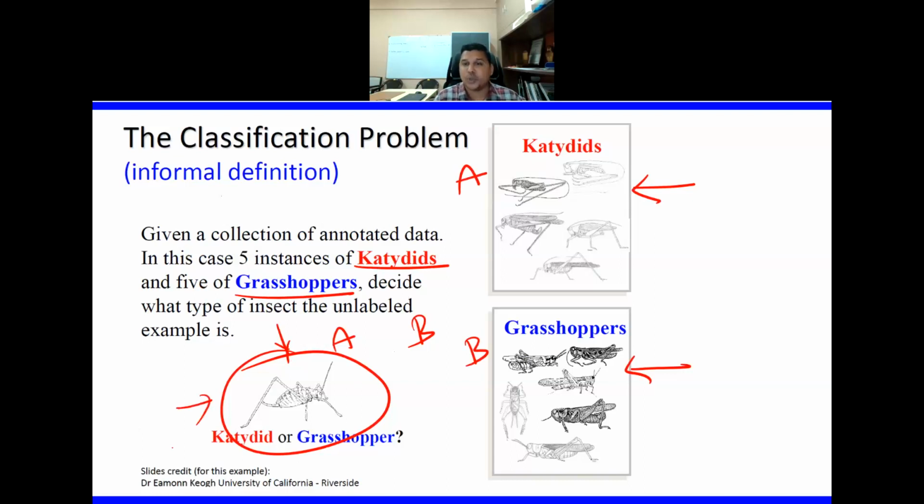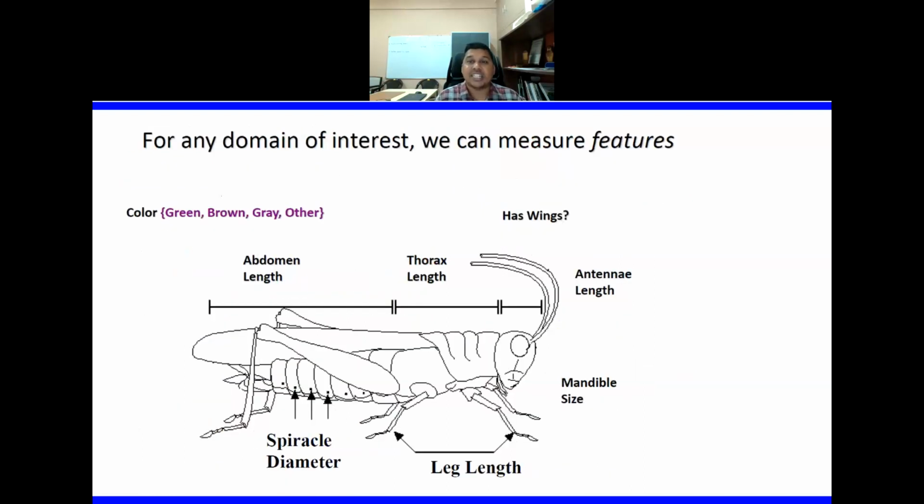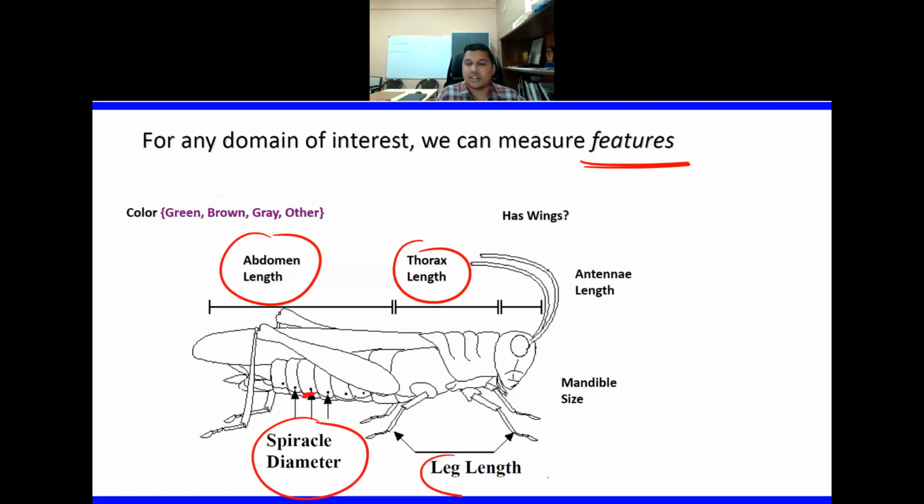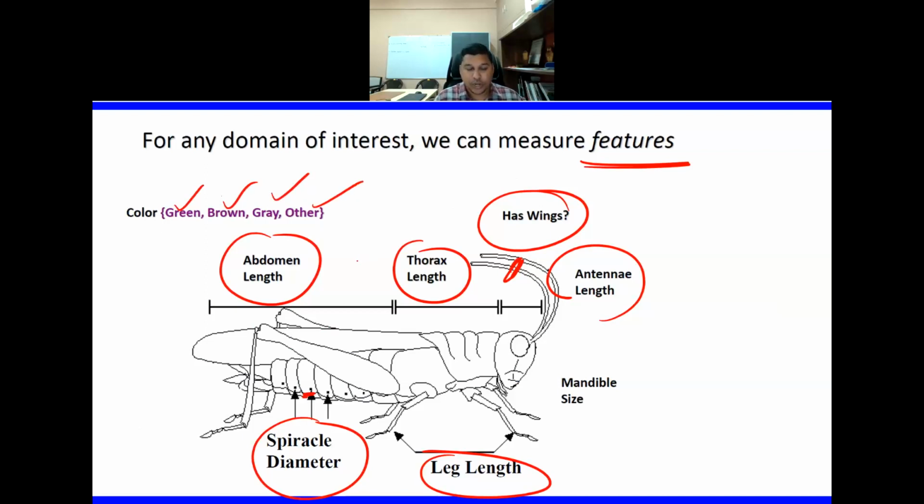Now a new image is given. How do we generally do it? What we try to do is identify and extract its features. So what are the features? Abdomen length, thorax range, the spiral diameter, the legs length, then antenna length, does it have wings or not? What is the color of the insect? We try to analyze its features. Those features form your data set. So we extract the features from the insect.